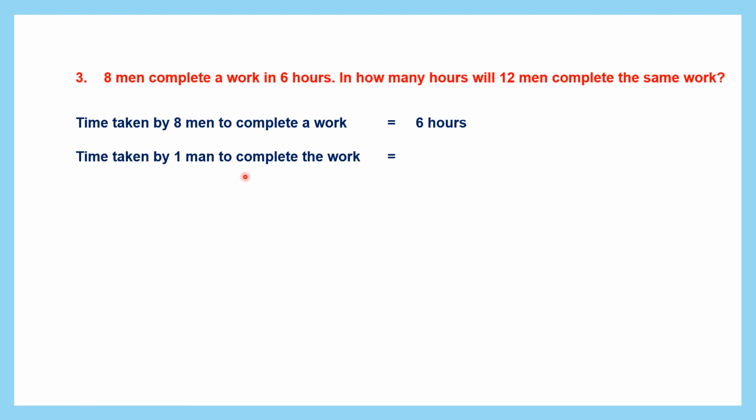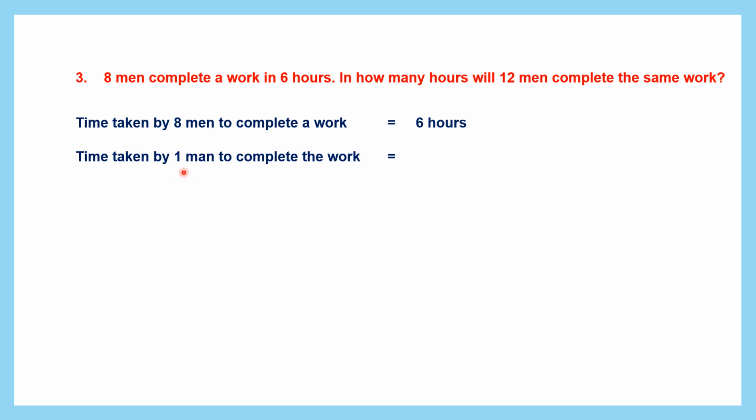Time taken by one man to complete the work. Now let's be careful here. If 8 men take 6 hours, you can imagine there's some work that's happening and there are 8 men. That is quite a number of men, isn't it? All of them worked together and they took 6 hours. Now that same work, if only one person has to do it, it will take more time, isn't it? It'll take more time for that one man to work.